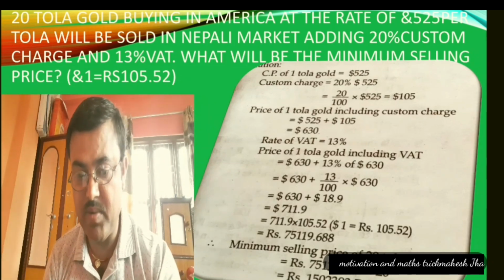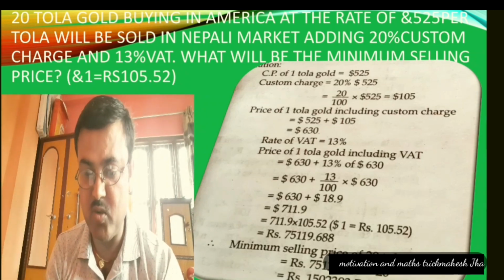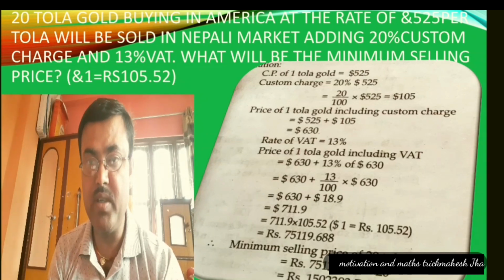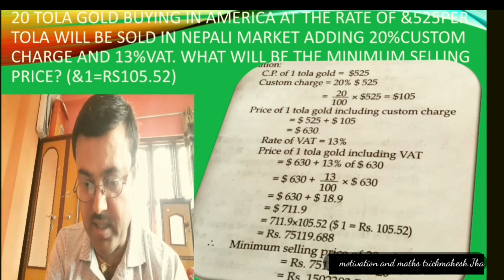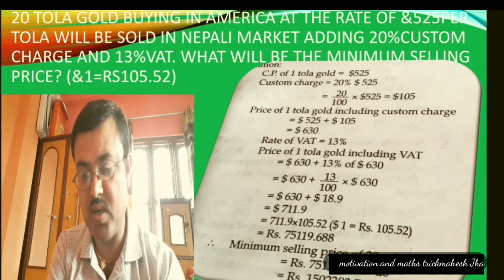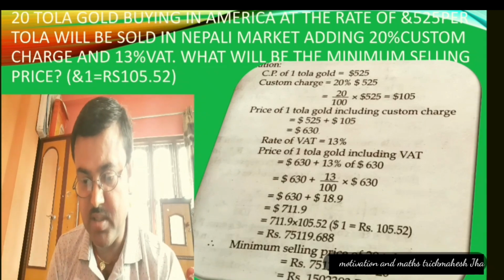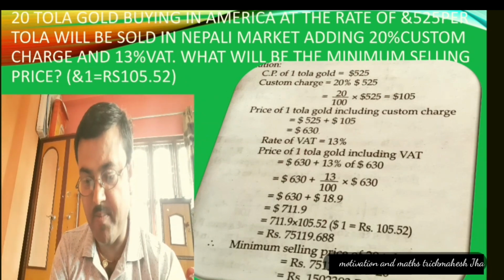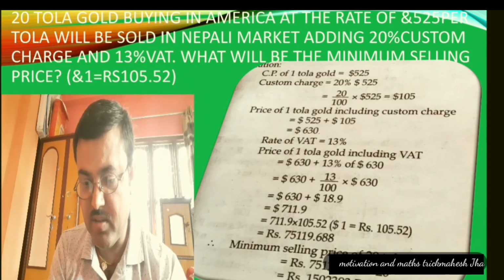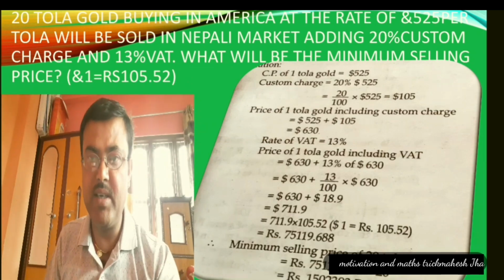After calculating, it becomes $711.9. Now when we convert this into rupees, $1 equals 105 rupees 52 paisa, which is multiplied with 711.9. Then it gives 75,119.68. Now the minimum selling price of 20 tola gold becomes 75,119.68 into 20, that is for 20 tola. So the total becomes 15,02,393.76. That was one example.